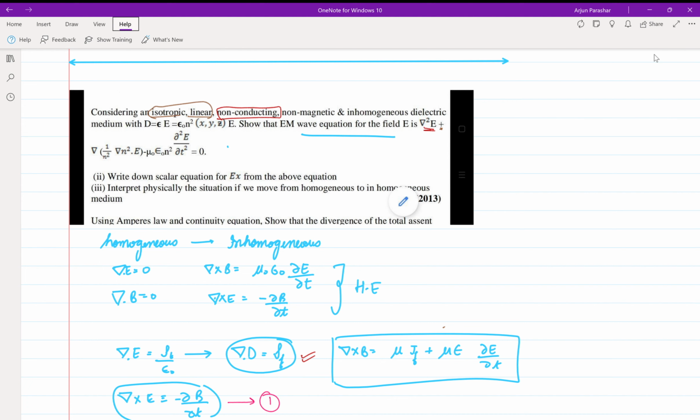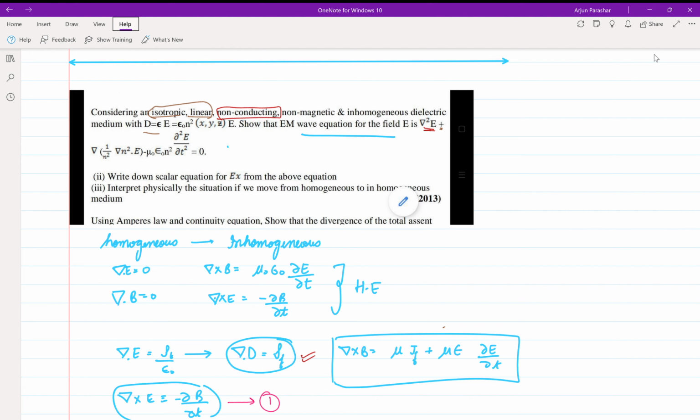This was the question given by a subscriber. He says that, considering an isotropic, linear, non-conducting, non-magnetic and inhomogeneous dielectric medium, D is given by this. Show that the wave equation is this, and write down the scalar equation for Ex from the above equation and interpret physically what happens in the situation.